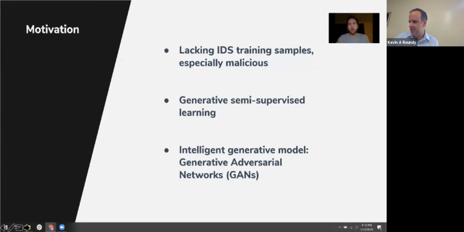In this work, we propose the use of semi-supervised learning, a technique commonly used when the amount of labeled training data is insufficient. In particular, we use a generative technique which takes advantage of generative adversarial networks, or GANs.